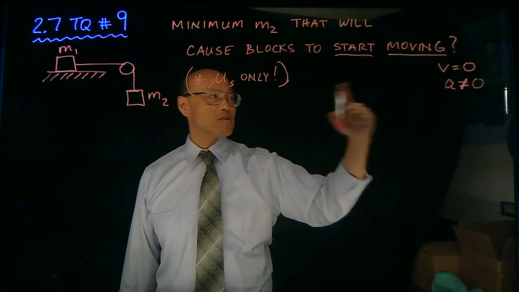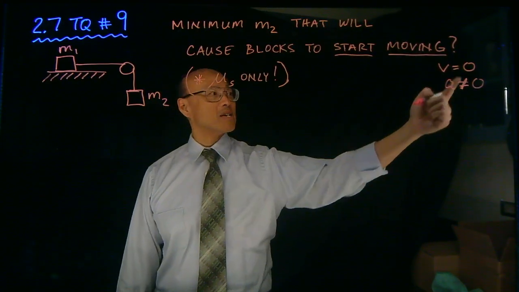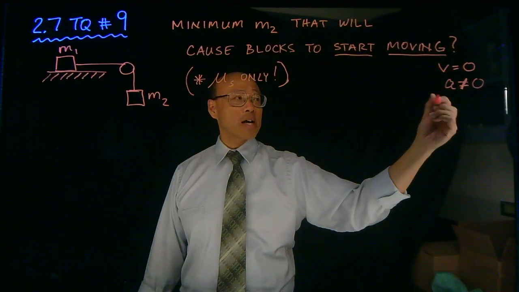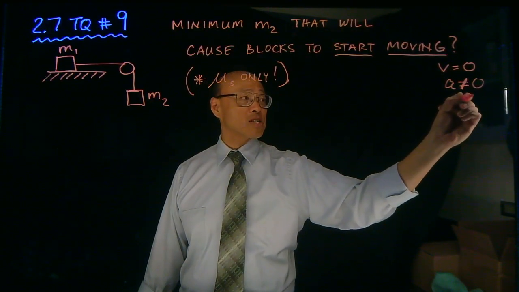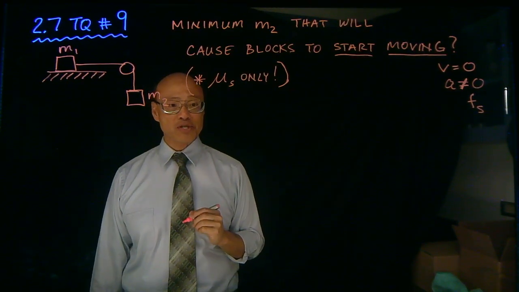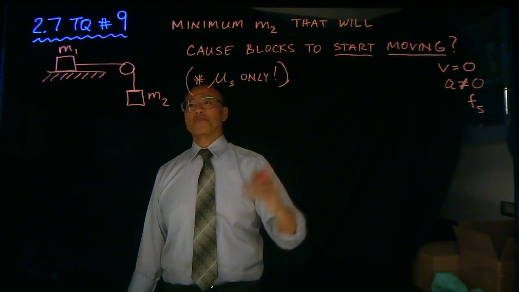So two ways to get to it. Non-thinking: oh, they didn't give me mu k, I must be talking about mu s. A little bit more thinking: I've got a situation where there's no velocity, but I have to be able to say I can accelerate. So we're in static friction world. Okay. Minimum M2 that will cause the blocks to start moving.